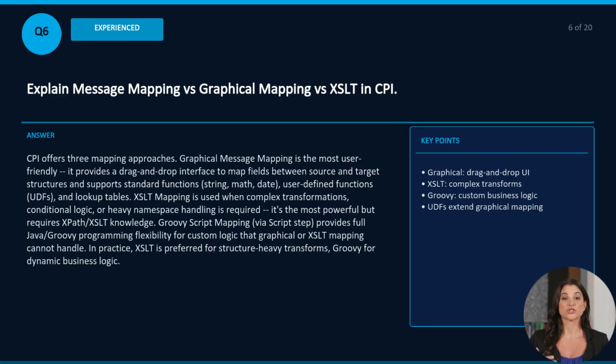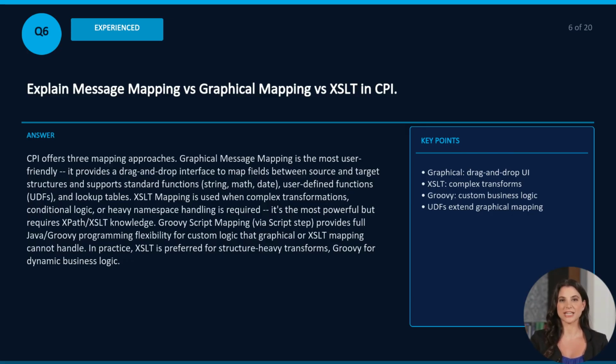Groovy script step. This is the Swiss Army knife. When neither graphical mapping nor XSLT can handle your requirement, for example, you need to call an external API to look up data or implement complex business rules, you write a Groovy script.